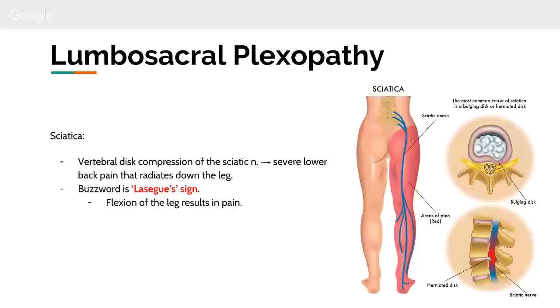Okay, pathologies. You guys have all heard of sciatica. It's a pain. It's a literal pain in the ass.